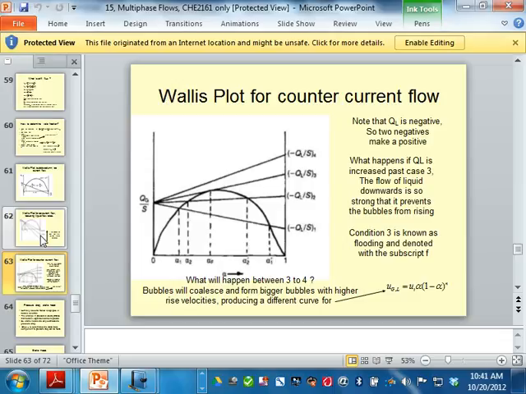The no solution case, the top one, is if for counter current flow, your liquid can flow so fast downwards that it stops the bubbles from rising. I think they call that flooding. So the last solution up here, no solution, never intersects. So that is flooding. Bubbles will coalesce and form bigger bubbles, and rise, or they'll try to.